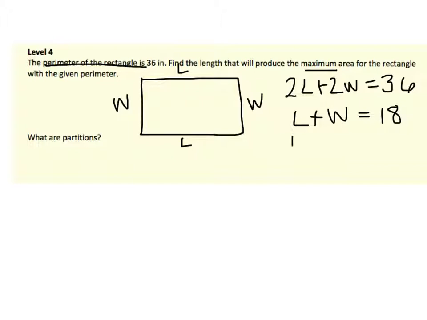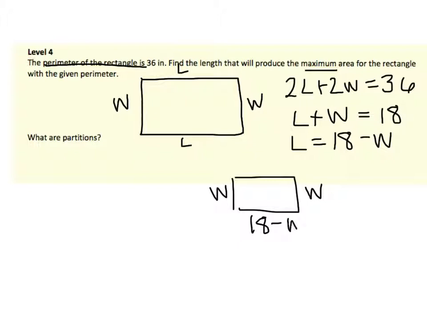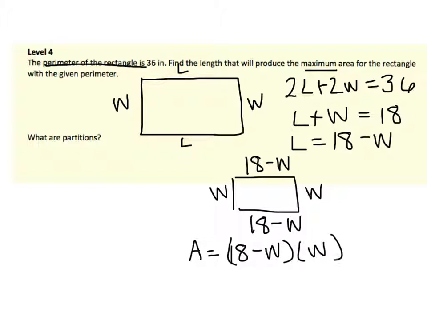Again, I wanted to find something that I'm going to substitute in for L. So if I subtract W from both sides, now I've got this equation that I can substitute in for L. So instead of having two variables, now I have one. So if I find the area of this rectangle, I multiply the length times the width. And I have a quadratic that's going here.